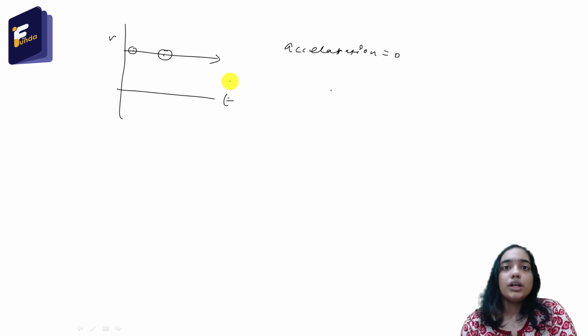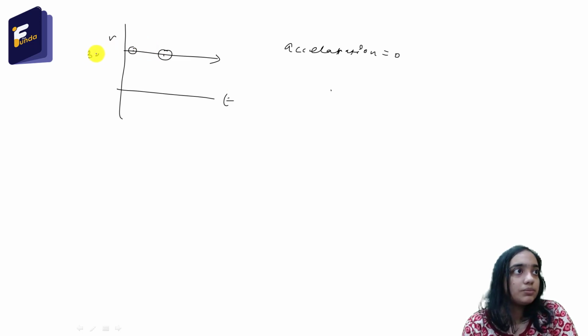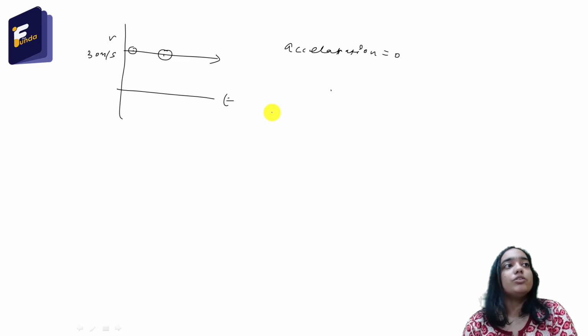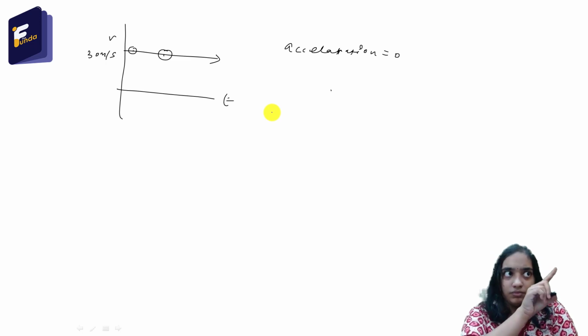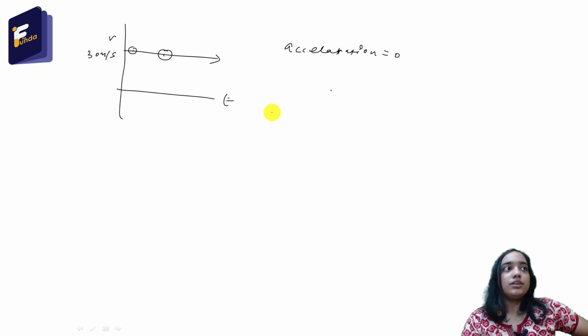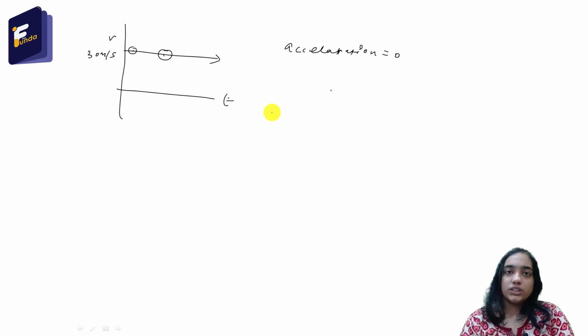That means the body is having a constant velocity. Say if this is written 30 meter per second, that means the body is moving at a constant velocity of 30 meter per second. The speed is not increasing, neither is it decreasing. It is moving constantly at the same velocity. This is the meaning of velocity time graph. So if the velocity time graph is a line parallel to the time axis, that means the velocity is constant, it is moving with a constant velocity and acceleration 0. Simple.